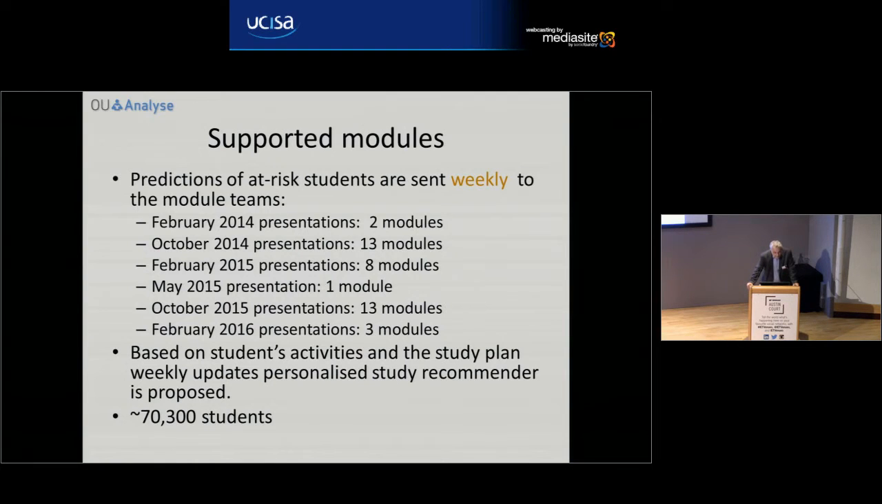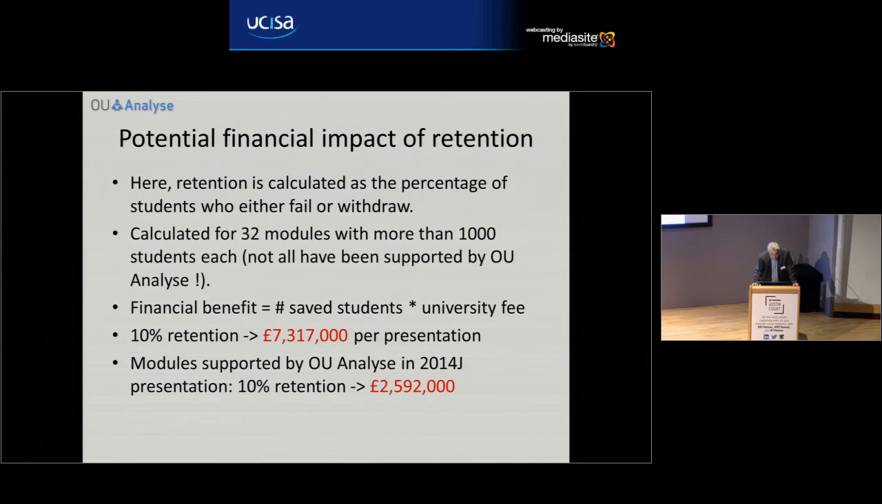Now, this is the number of modules which we supported so far. We started in 2014 with 2 modules, and at the moment we support 3 modules, plus still some of the 13 modules from October. In total, we have supported since the beginning about 70,000 students.